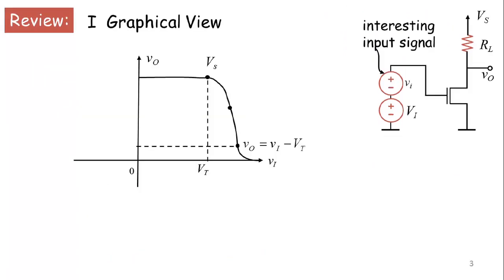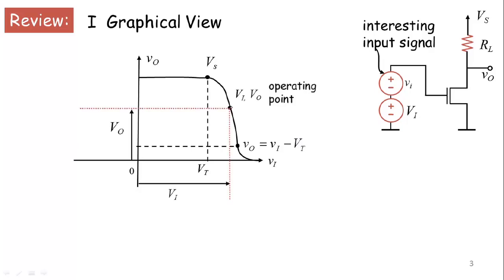Continuing with the review, we also looked at a graphical view of how the small signal response behaved. In order to do that, we first chose an operating point. We said we're going to operate the circuit at a DC offset capital VI, and the corresponding output offset was capital VO. And so that resulted in my operating point right here.